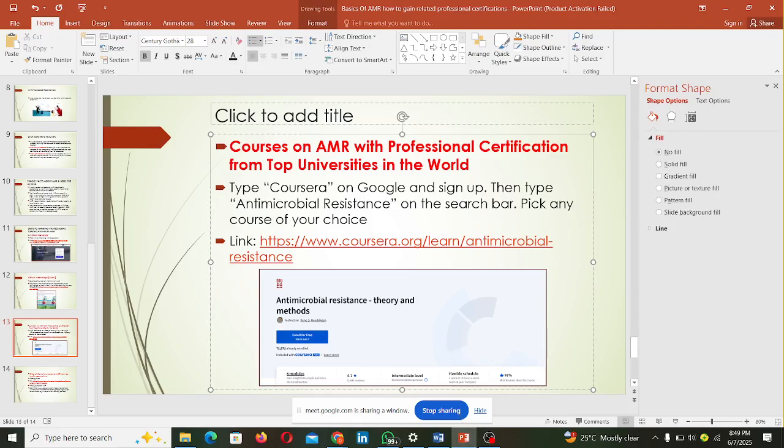Just go on Google, type Coursera, then sign up, then type Antimicrobial Resistance on the search bar, then pick a course of your choice. There are various universities offering courses on antimicrobial resistance. Just sign up to any of these courses. And also, there's a hack, or a trick, I don't know.